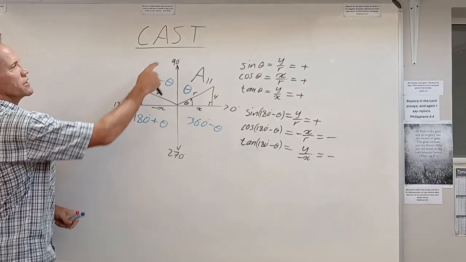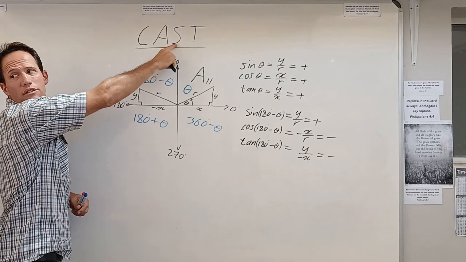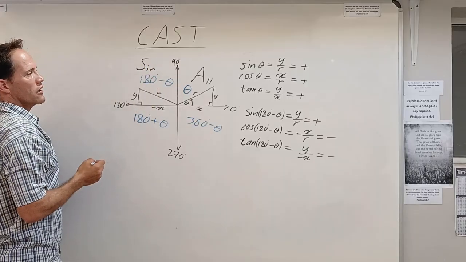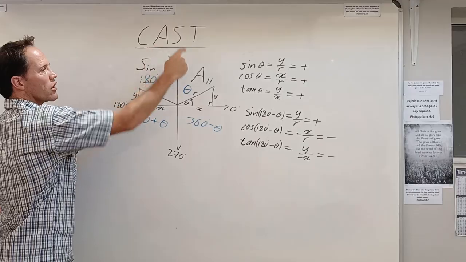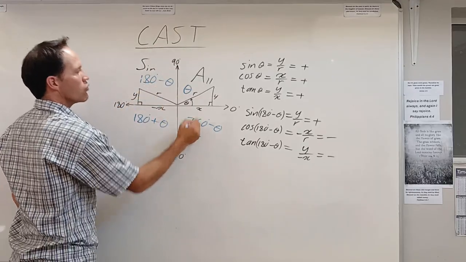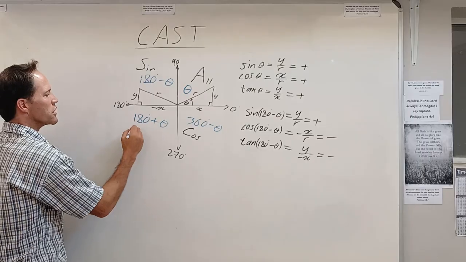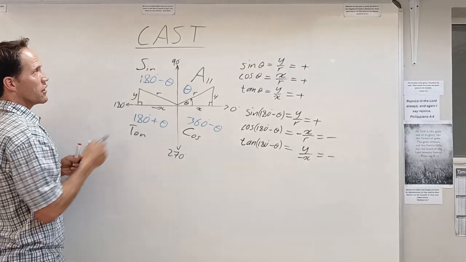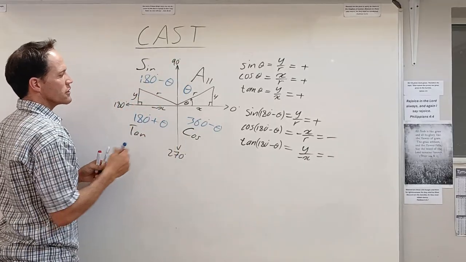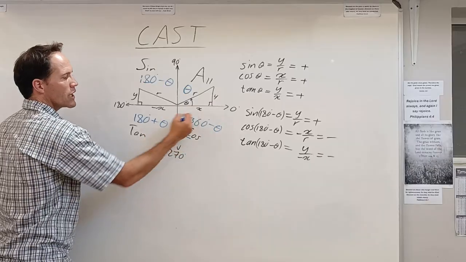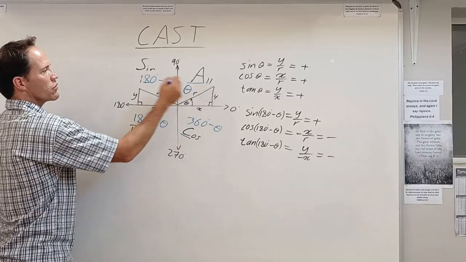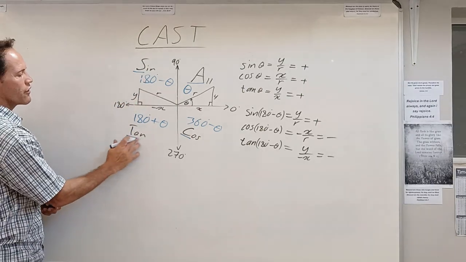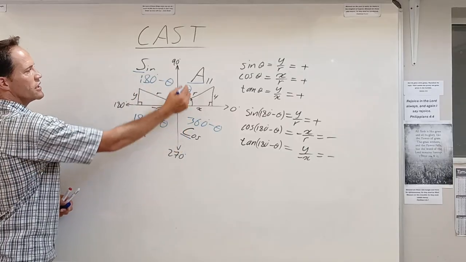Now that's where the S comes in. S is for sine. Okay? So sine is positive here. And obviously that means if you think of the word cast, you can say cos will be positive, all will be positive, sine will be positive, and tan will be positive. So that's the word that you must remember. Cos is positive in the fourth quadrant. All of them are positive in the first quadrant. Sine is positive in the second quadrant. And tan is positive in the third quadrant. Just highlight the letters for you.